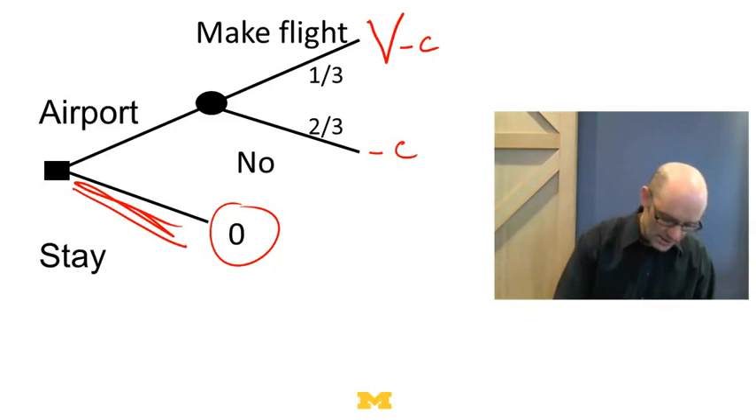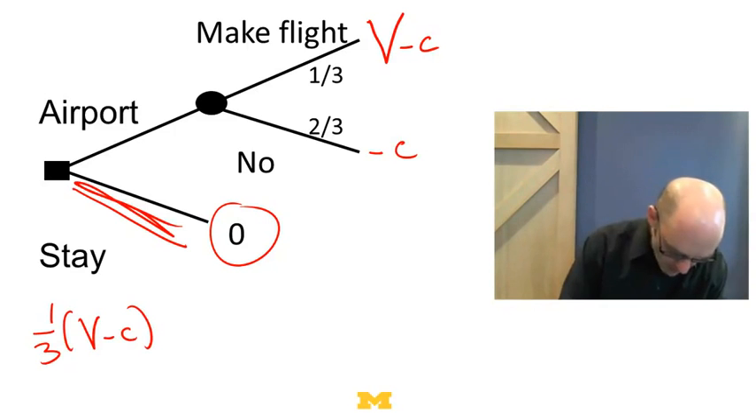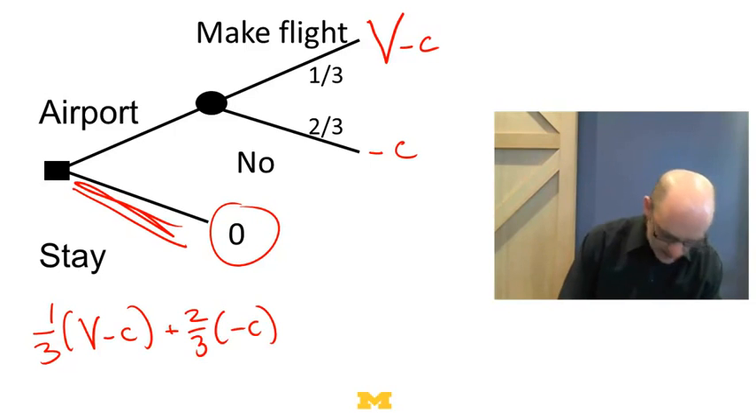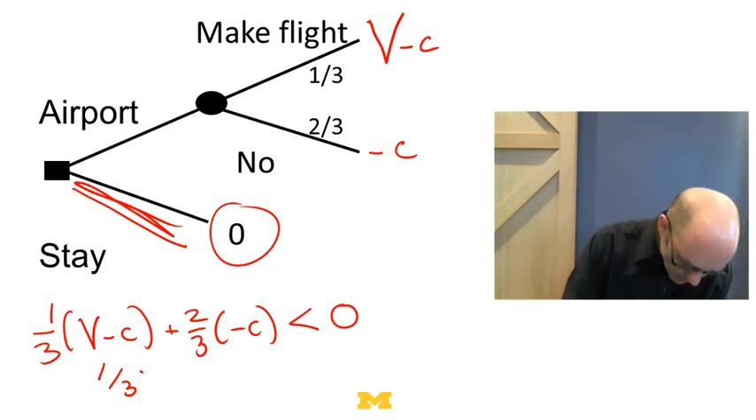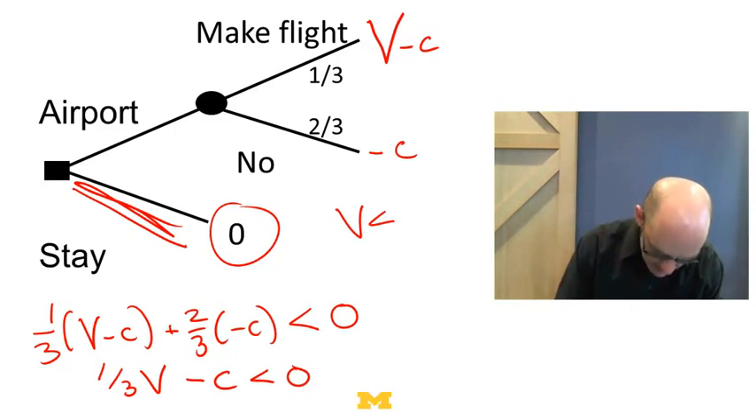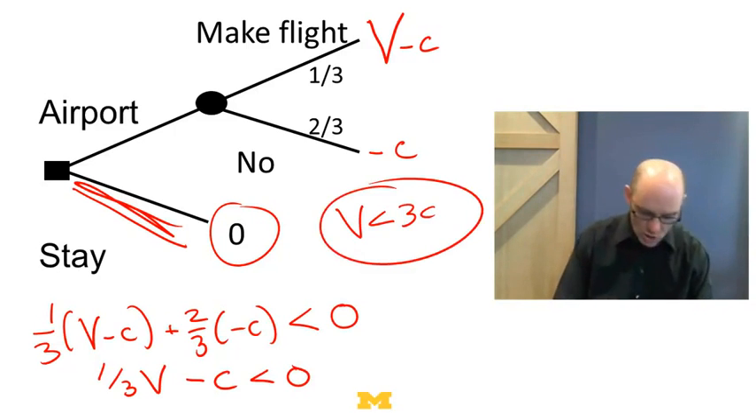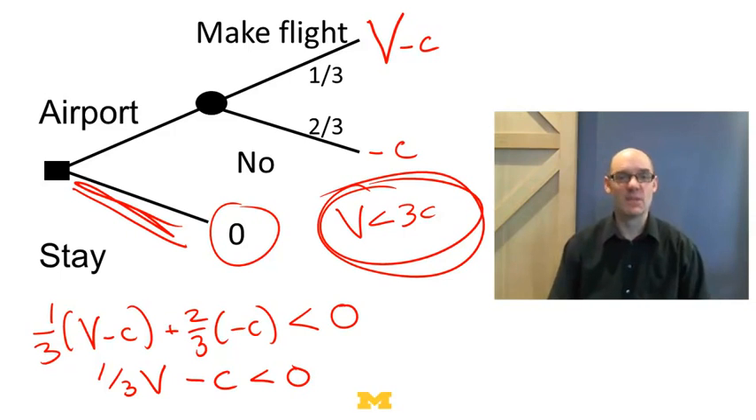Well, since you chose to stay at home, what that means is this: 1/3 times the value of seeing your parents minus the cost of going to the airport, plus 2/3 times minus C, has got to be less than 0. What that means is 1/3 V, and if I add up the C's, minus C is less than 0. So if I work all the way through this, V is less than 3C. So the value of going to see your parents is less than 3 times the cost of going to the airport. What that's telling you is, well, maybe I didn't want to see my parents very much.